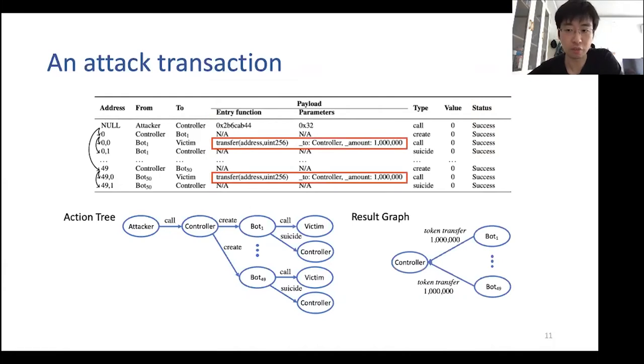In the result graph, we focus on three kinds of consequences. First, we focus on the ether transfer, which can be known from the value of each trace. Then we are concerned with the token transfer, which can be recognized from the called function, because almost all ERC-20 contracts use predefined functions to transfer tokens. In this case, we are concerned with the transfer function. And third, we are concerned with ownership changes, which is achieved by calling functions such as setOwner.